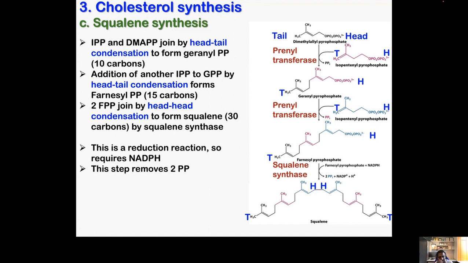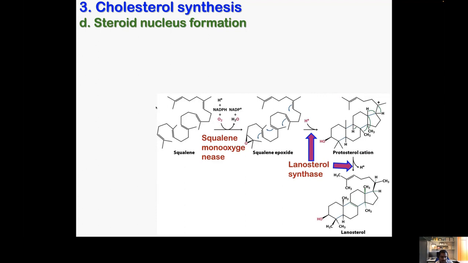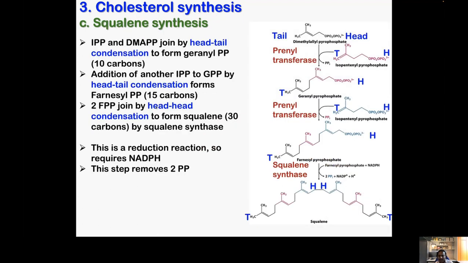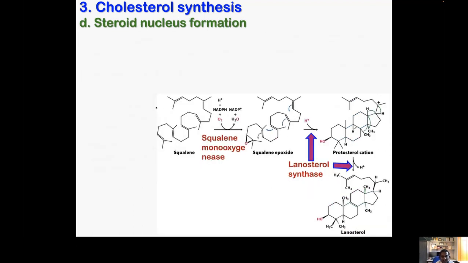This is a reduction reaction, so it requires NADPH. It's utilizing the energy here. The final step will remove the pyrophosphate. Now the steroid nucleus is going to be formed. So we got the 30 carbon containing beautiful squalene molecule. But now we need to make the steroid structure. So the steroid nucleus is going to be formed here first.